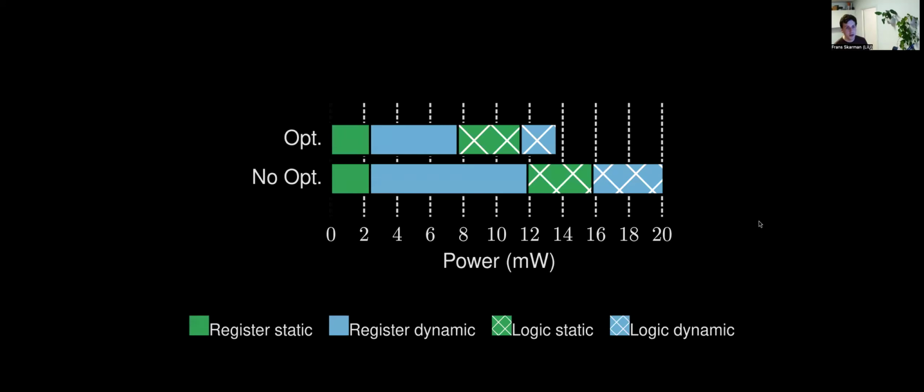So this is an example where I have Ethernet decoding, then there's an FIR filter, and then there's Ethernet encoding. And there are two FIR filters here.